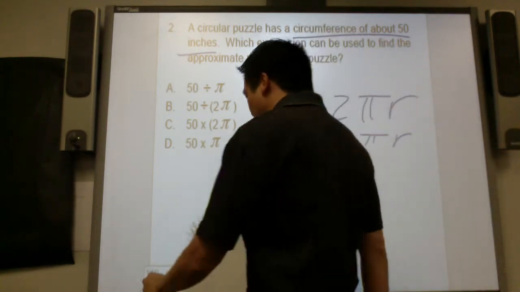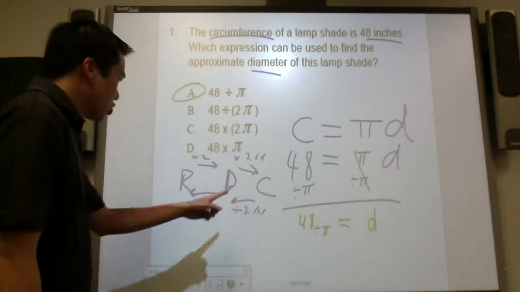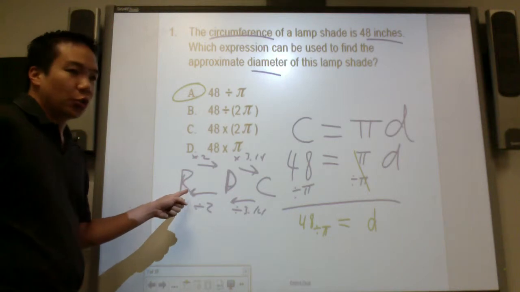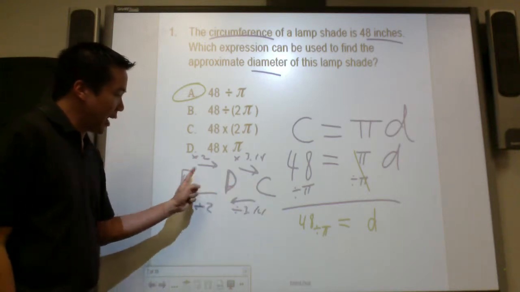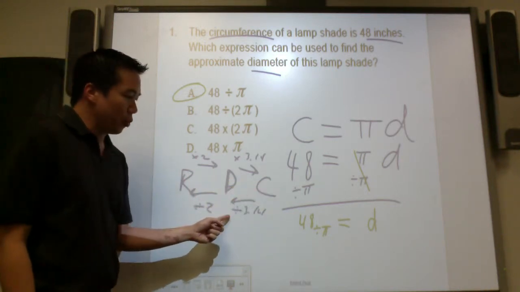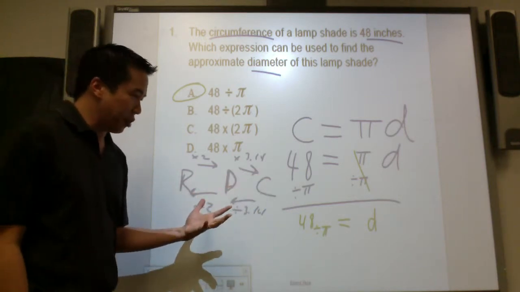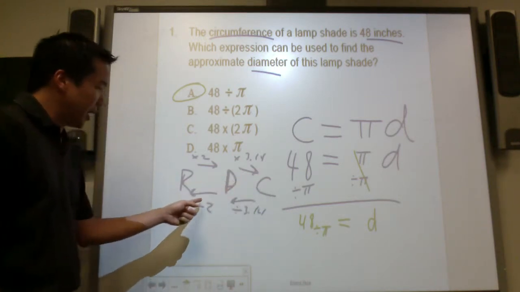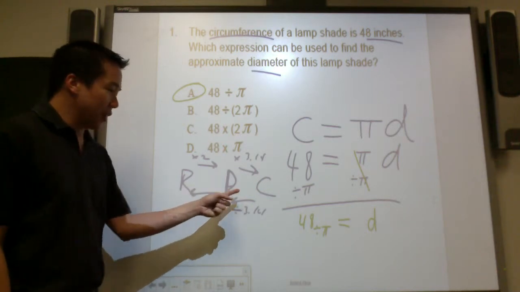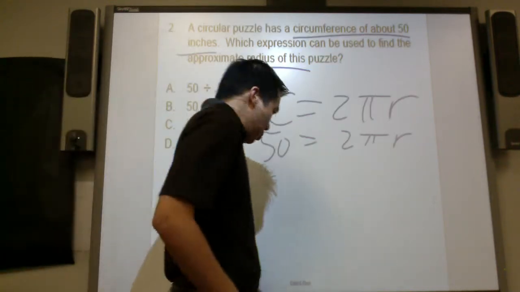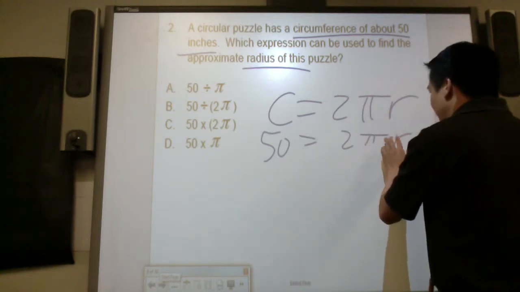So let's go back to our RDC. I know the circumference, and I need to go back to the radius. So I need to break it down. I need to divide by 3.14, which is a third. Remember, diameter is about a third of circumference. And then a radius is half of a diameter, so I need to divide by 2. So in other words, here's the radius.